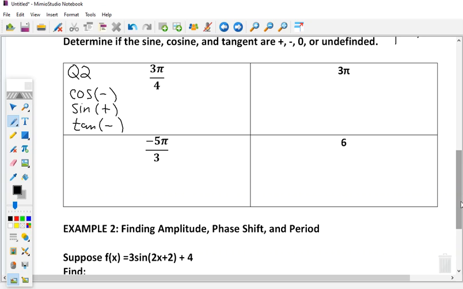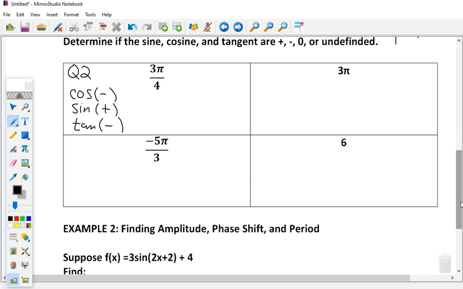Let me ask this question. How many radians are in one full revolution? 2 pi. Doesn't 3 pi exceed 2 pi? Yes. Okay. How many degrees are in one full revolution? 360. It's okay.